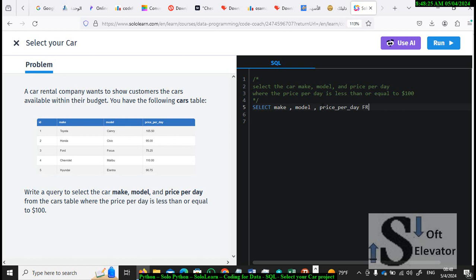in capital letters, FROM the table called cars, in small letters. WHERE, this is a very important keyword when querying in SQL, where the price per day is less than or equal. So here the price per day, I will copy it: WHERE price per day less than or equal 100. Okay, and then run this.